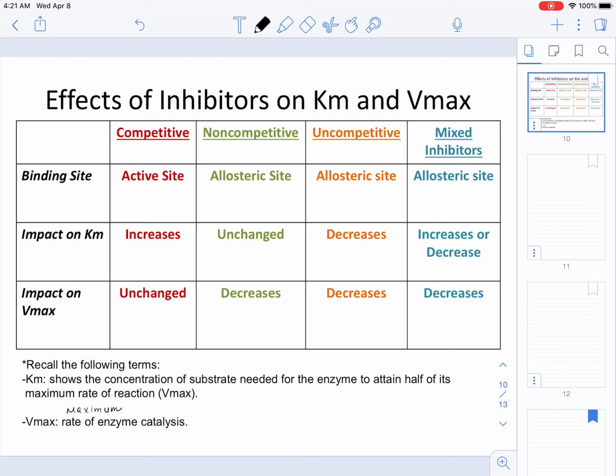The definitions of Km and Vmax, for those of you that need a reminder, are at the bottom of the slide. As you can see, Km is going to show us the concentration of substrate that is needed for an enzyme to attain half of its maximum rate of reaction. And Vmax is this maximum rate of reaction that is present in enzyme catalysis. Now we're going to look at each case in detail.